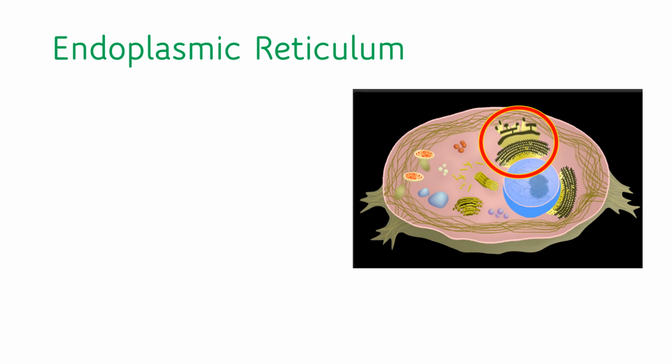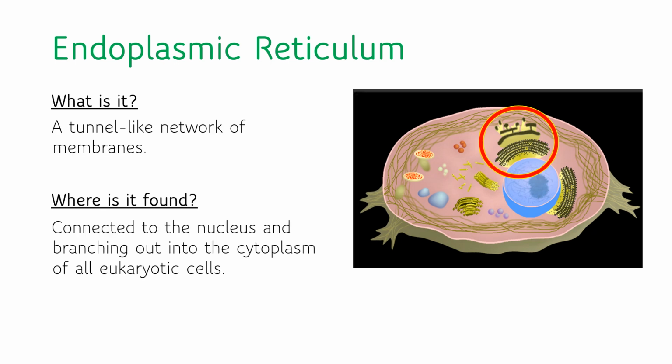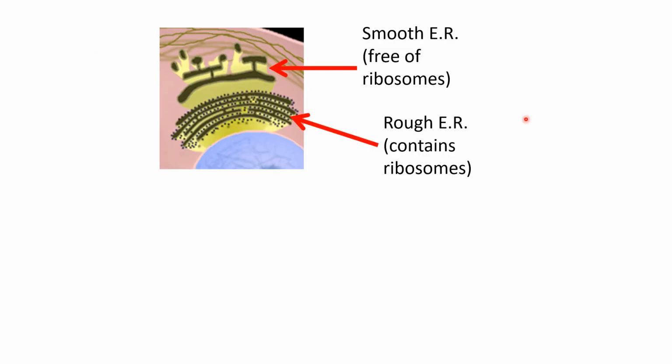The endoplasmic reticulum is a tunnel-like network of membranes connected to the nucleus and branching out into the cytoplasm, as you can see here, and it's only found in eukaryotic cells, of course, because it is membrane bound, and we only have membrane bound organelles in eukaryotic cells. There are two different types of endoplasmic reticulum, or ER. So smooth ER, which doesn't have ribosomes attached to it, or rough ER, which has ribosomes attached to it.